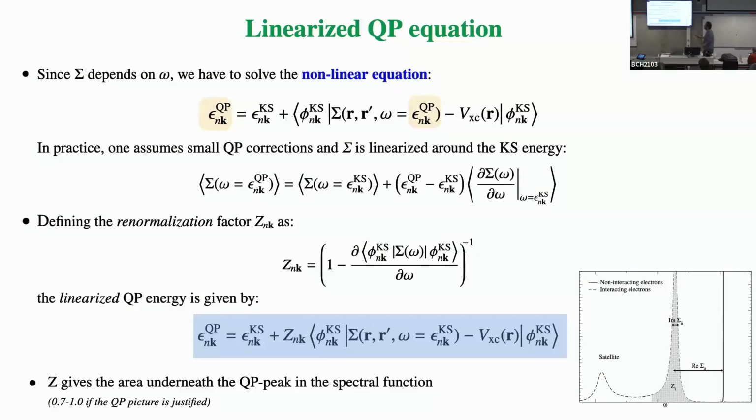If you do the math, what you realize is that this Z is essentially the area associated to the quasi-particle peak. So if Z is greater than 0.7 or around 1, it means that you have a well-defined quasi-particle peak. A value of Z smaller than 0.7 means that there is some additional structure due to the satellite, because as you know, the spectral function integrates to 1.